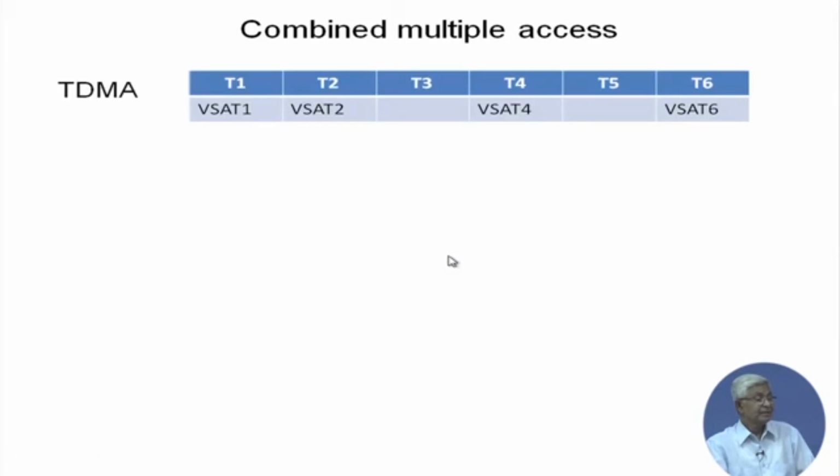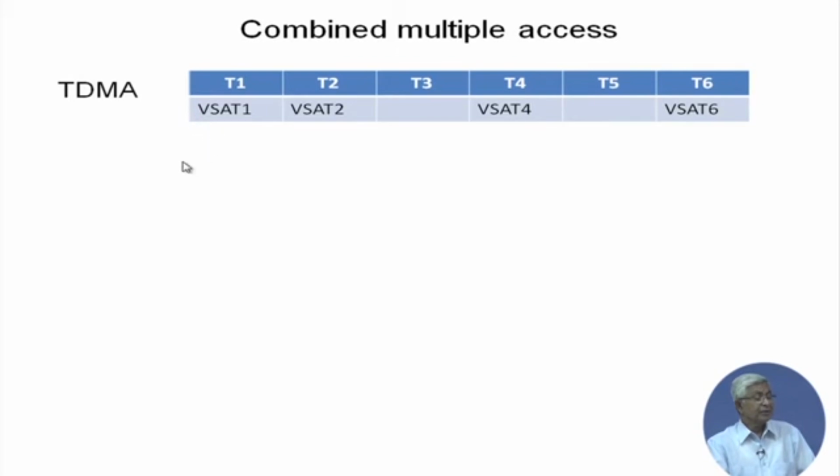Now let us go quickly into combinations of multiple access, where we extract a lot of advantage. Take TDMA with non-continuous traffic. I am showing a frame where time slots T1 to T6 are shown, and some VSATs are allotted and transmitting. Say VSAT 3, at this moment when the snapshot is taken, has no data, so time slot T3 is not being used. Similarly, VSAT 5 has no data, so it is not being used.